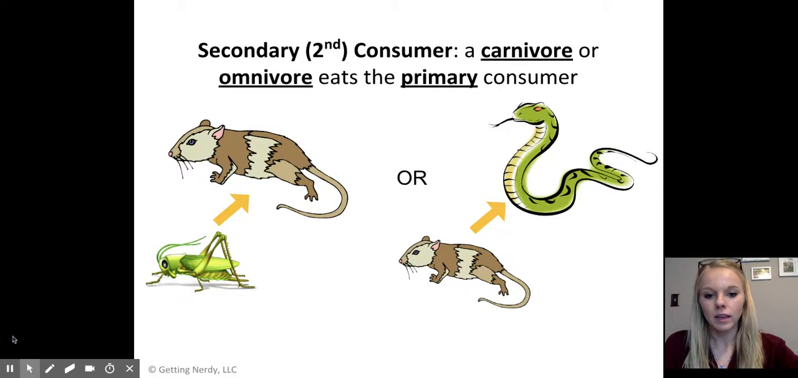Depending on what they eat, many organisms can occupy multiple levels of the food chain. Here, the rat can be considered a primary or a secondary consumer. Secondary consumers are organisms that consume a primary consumer. They are the third trophic level, or the third level away from the sun. Secondary consumers must be carnivores or omnivores.